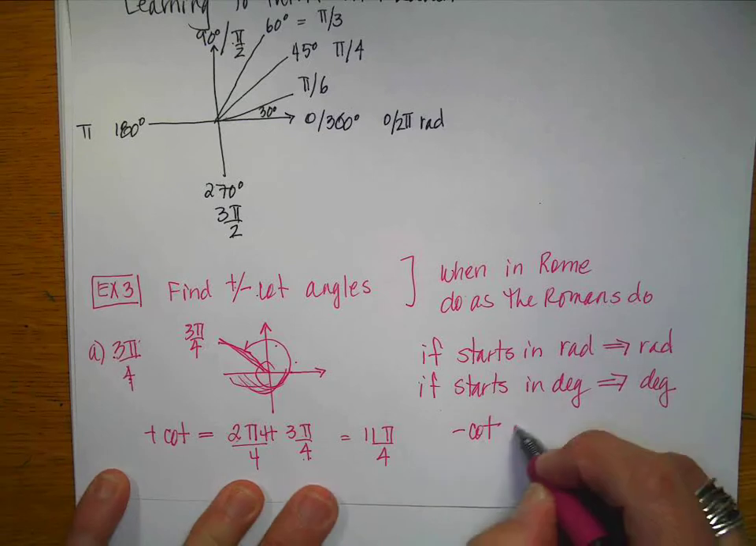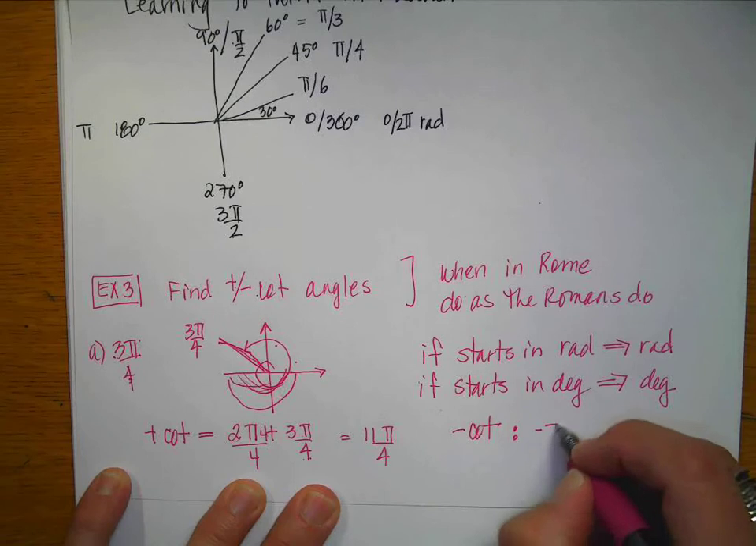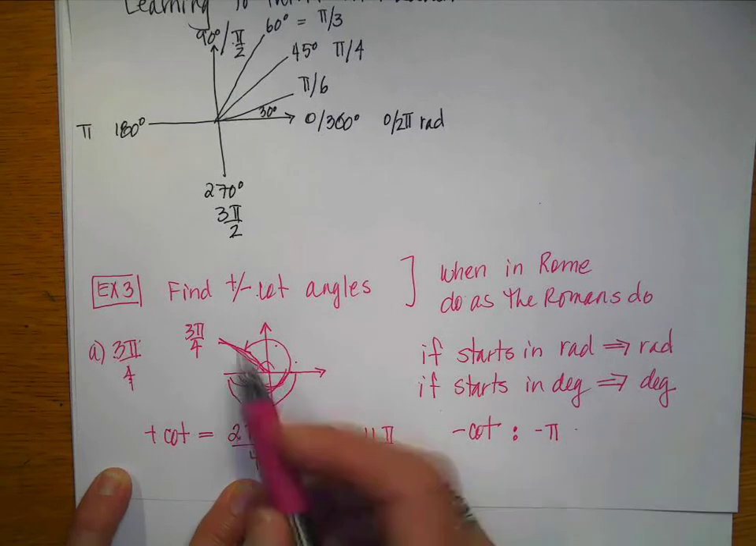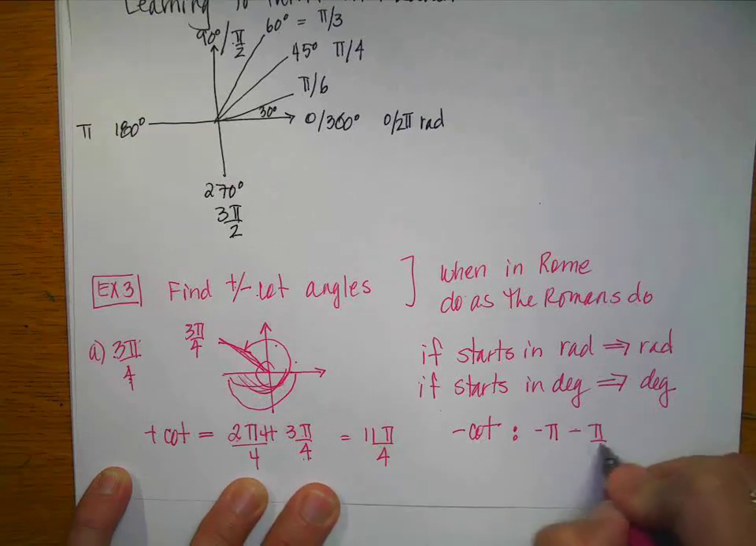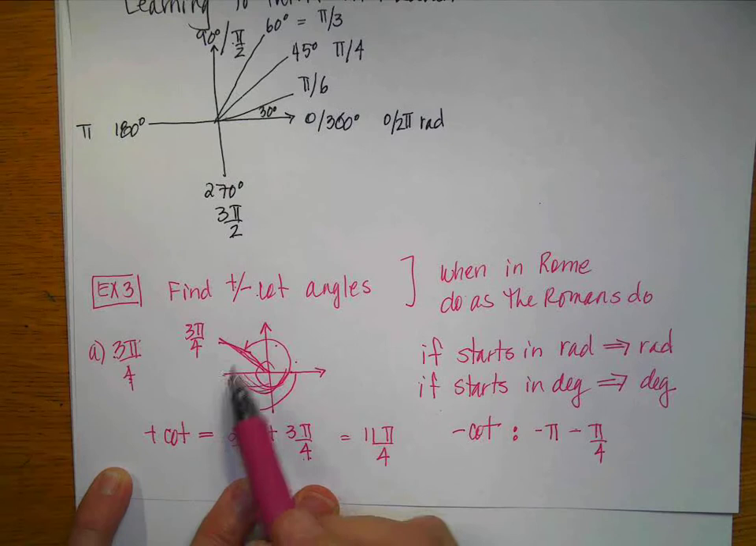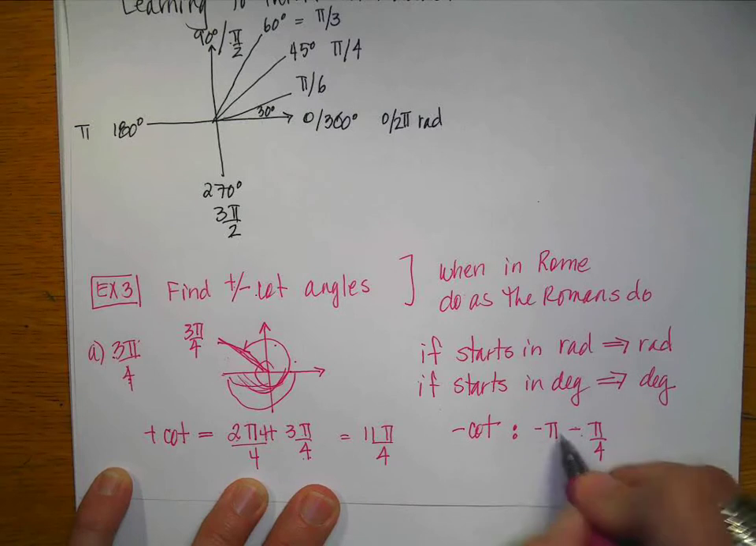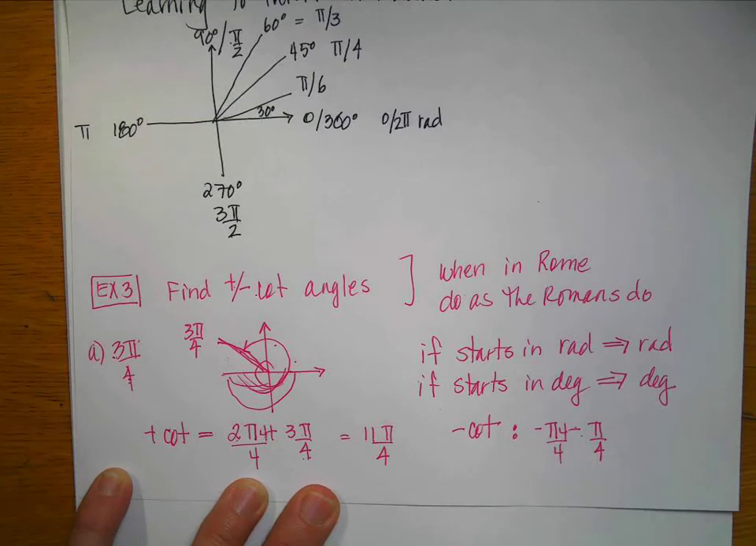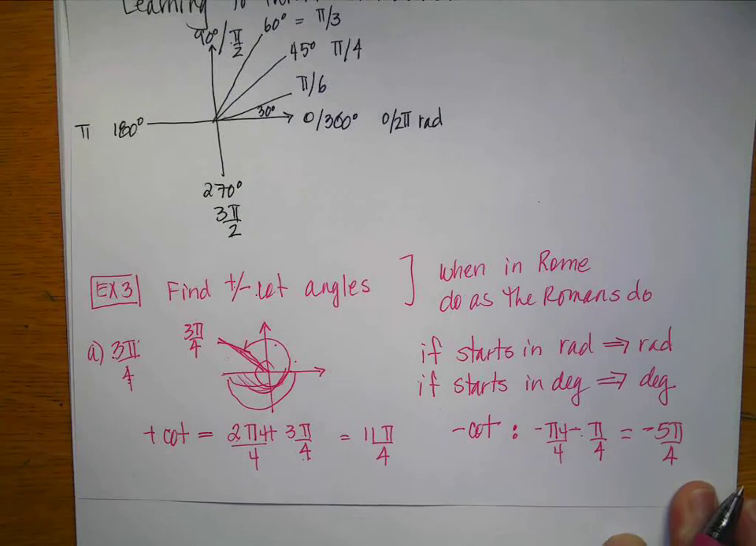Okay? And I'm going to do my negative coterminal right here as well. So for my negative coterminal, I'm going to go a negative pi. And then I'm going to go 3 pi over 4 plus 1 pi over 4, which is going to get me to this location, right? Because 3 pi over 4 is 45, so I'm going to go one more 45. Notice that they're both negative. I'm going to multiply this fraction by 4 over 4 so that I can add the two fractions together. And this is going to be a negative 5 pi over 4.